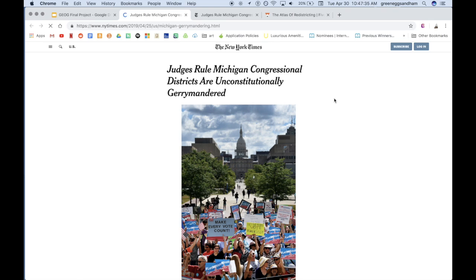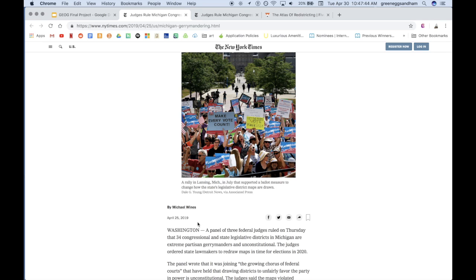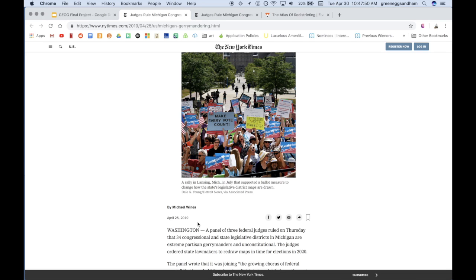So here is a real-world example where a judge ruled Michigan congressional districts are unconstitutionally gerrymandered, and this came out on April 25th, 2019. Essentially, a panel of 3 federal judges ruled on Thursday that 34 congressional and state legislative districts in Michigan are partisan gerrymanders, which is unconstitutional. So they've ordered the state lawmakers to redraw the maps in time for the 2020 election.